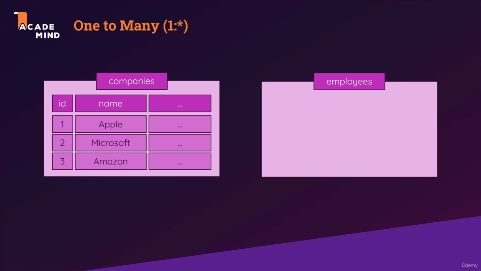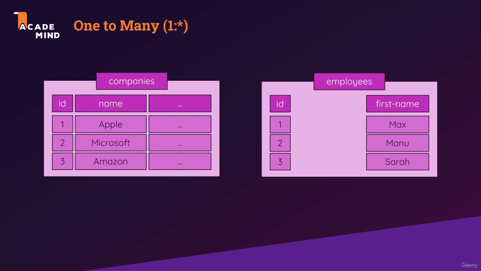it doesn't play a role. Important here is that our employees table also has an ID column, so with a unique ID for each individual employee. And we also have the first name, for example, the second name, and so on, of the different employees, here Max, Manu, and Sarah. But in the second column, we have the company ID. The company ID here contains values like 3, 1, and 1.